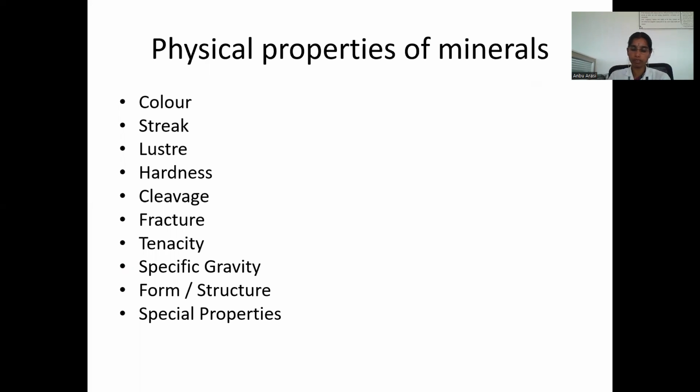Special properties means like magnetism, phosphorescence, fluorescence, like that. Okay, these are all some special properties. Out of this, color, streak and luster are the properties depending upon light, and cleavage, hardness, tenacity are the properties depending upon the cohesion.